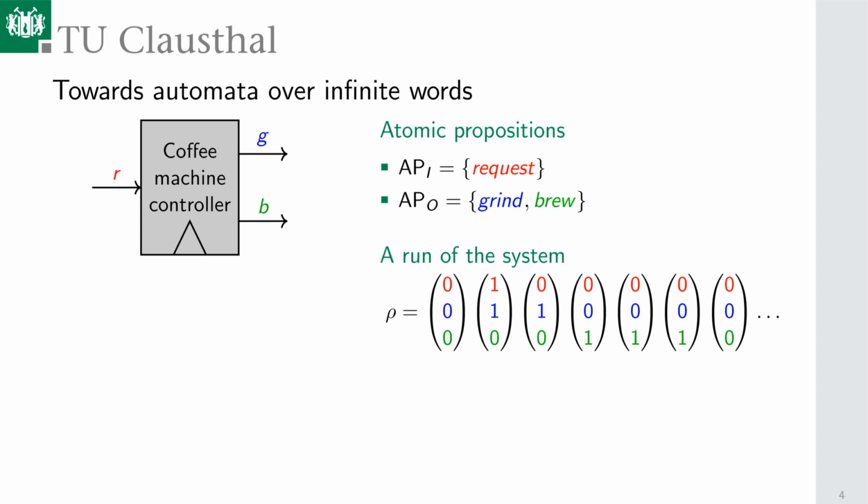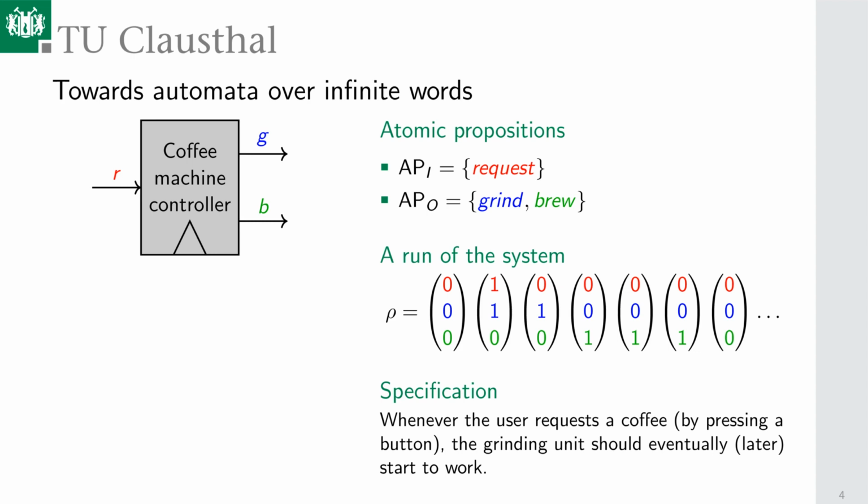If we observe the execution of such a controller, what we're getting is an infinite so-called run of the system. In every step, each of the atomic propositions has a value of either true or false. This run consists of letters, and since here we have 3 atomic propositions, there are 8 different possible letters. This run is, by the way, infinite, because we are assuming that the coffee machine controller never terminates, and it continues executing until the coffee machine is eventually switched off, which however is not modeled. So the run is, at least in principle, infinite.